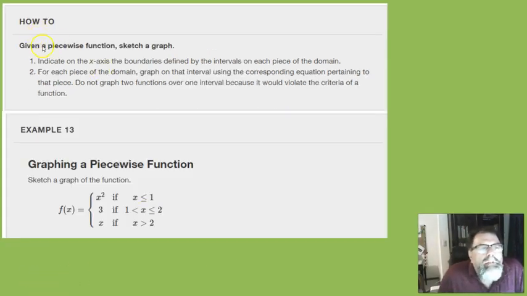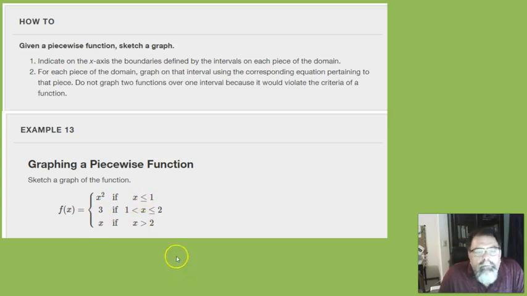Okay, so how to, given a piecewise function, sketch a graph. Indicate on the x-axis the boundaries defined by the intervals of each piece of the domain. For each piece of the domain, graph on that interval using the corresponding equation pertaining to that piece. Do not graph two functions over one interval because it would violate the criteria of a function, meaning you can only have one y value for every x value. So you can't get 3 different answers. You can only get one answer.